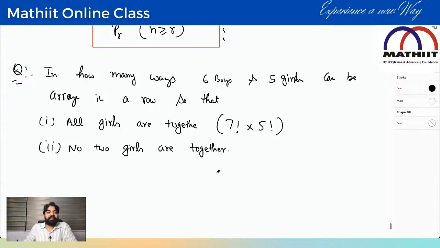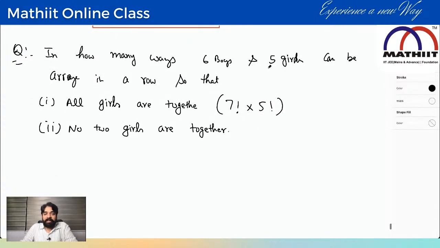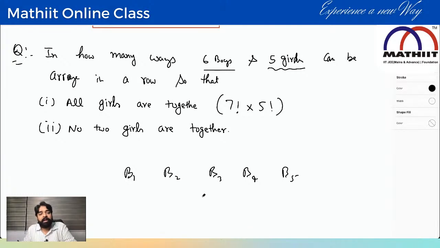Chalo. Let's understand the meaning of the question. No two girls means there is a restriction on this group of objects. There is no restriction on the boys. So let's arrange the boys first. B1, B2, B3, B4, B5, sorry, B6. 6 boys are there. Boys can be arranged in how many ways? 6 factorial. Everybody agrees with me? 6 boys, no restriction, anywhere they can be. They can be arranged in 6 factorial ways.